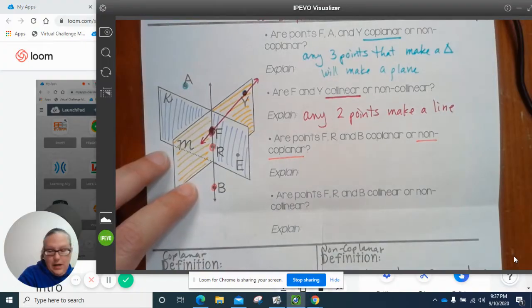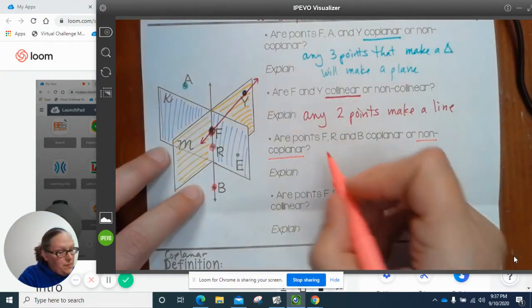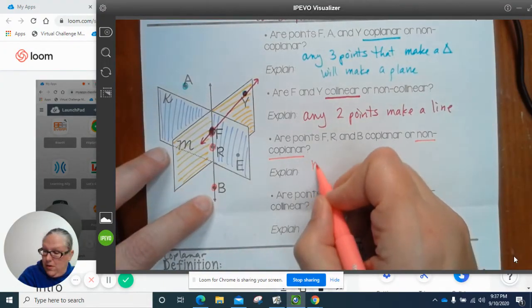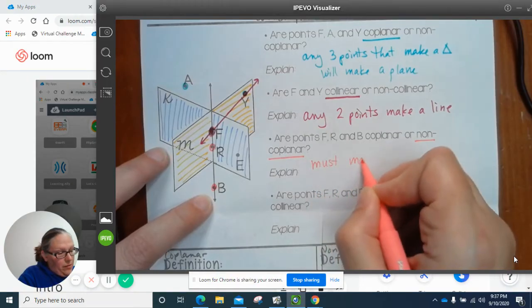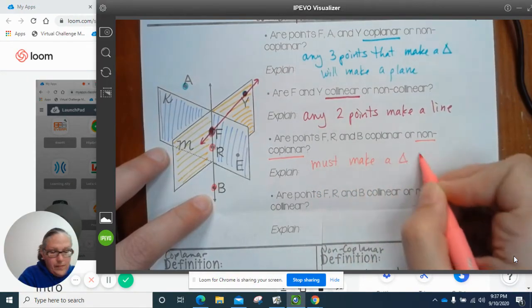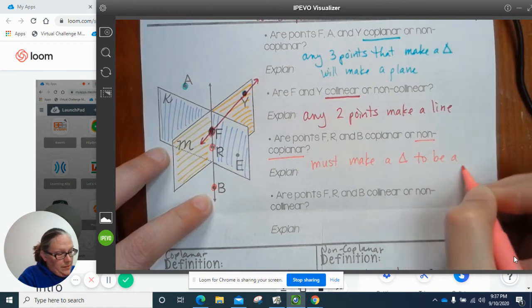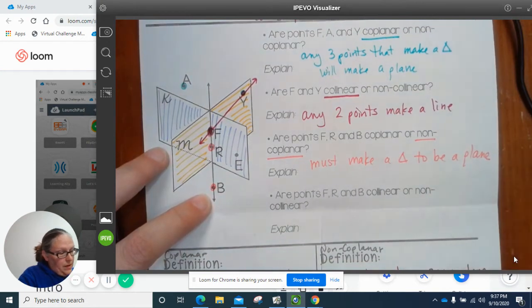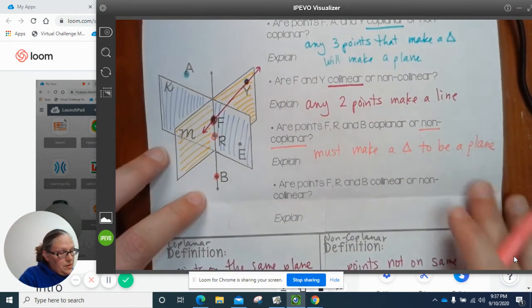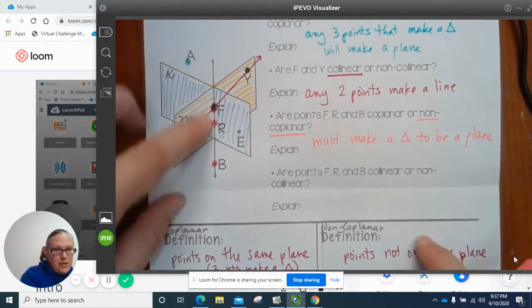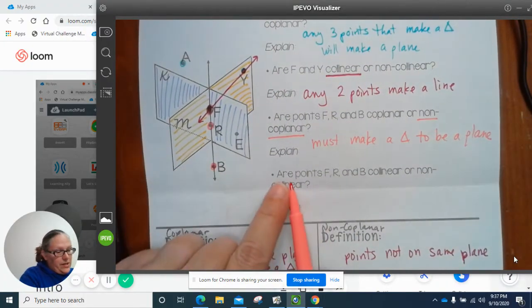Non-coplanar. They are on the same line. In order for them to be coplanar, they must make a triangle to be a plane. Right? So since these make a straight line, what do we call them? This is our answer to the last one.